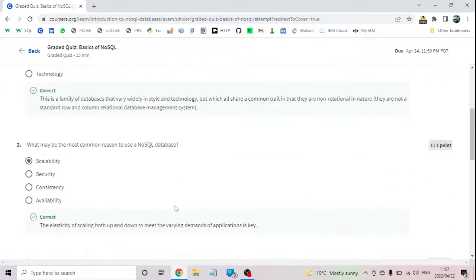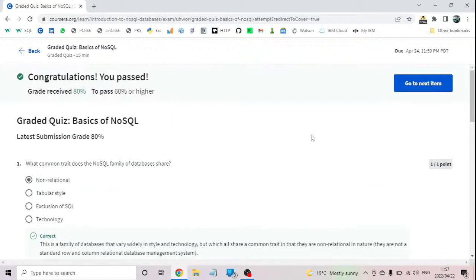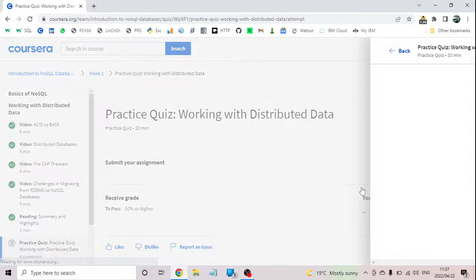Okay. Yeah. So what was the one that was wrong? Oh, basic CRUD operations. Value is opaque. The value blob is opaque. Again, I don't understand. This is just lack of understanding, really. Very poor for me. Very poor. Let's go to the practice quiz for working with distributed data.